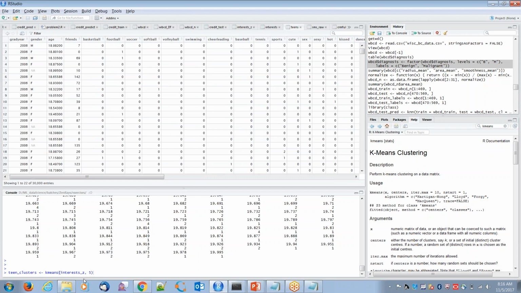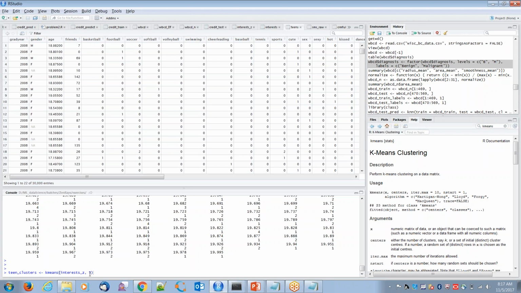We took that and normalized it with the inbuilt method called scale, and then here we are trying to run the k-means algorithm. So just see the syntax. Here teen clusters will be the model and kmeans is the algorithm. We supply the data, which is interest underscore z, and then 5. So what is 5? 5 is the number of clusters, the number of groups that we want.